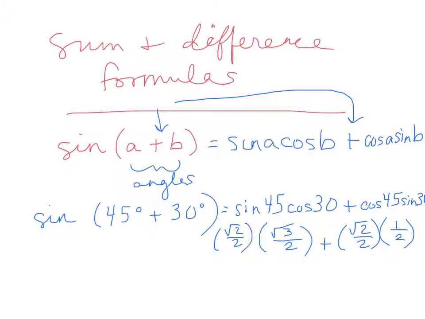Square root of 2 times square root of 3 is the square root of 6. You multiply what's inside there. Over 4. 2 times 2. Plus the square root of 2 over 4.